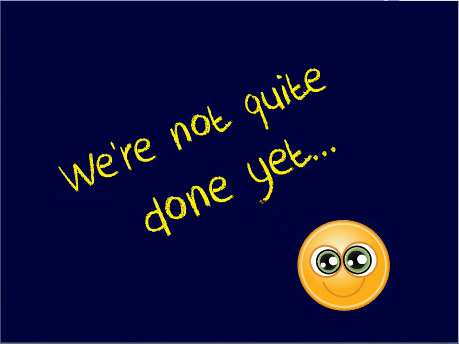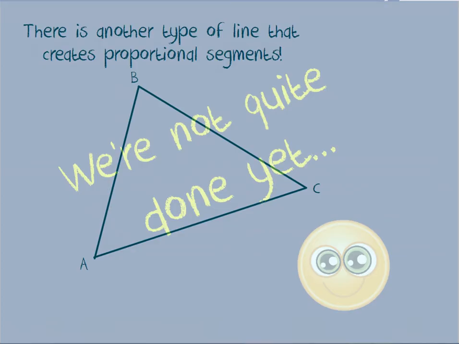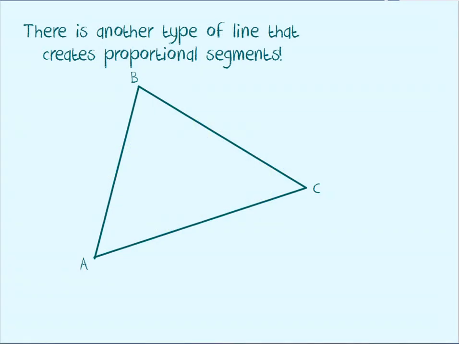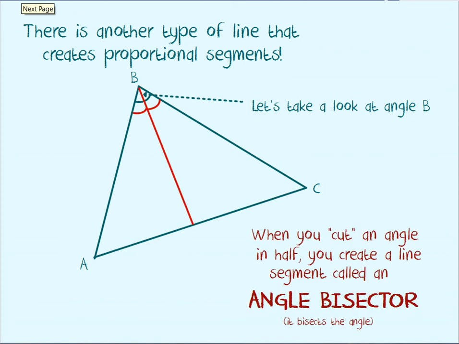We're not quite done yet. There is one more little piece to this section. There's another type of line inside of a triangle that creates proportional segments. We're going to start by taking a look at angle B. I'm going to actually take a line and split angle B into two equal halves.